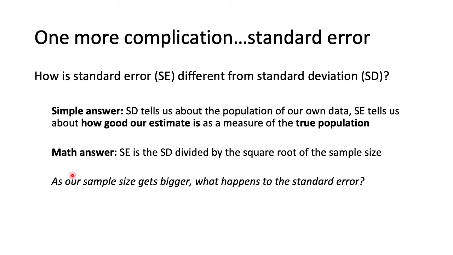The way that we calculate the standard error is by taking the standard deviation and dividing that by the square root of the sample size. As our sample size gets bigger, what do you think happens to the standard error? So you'll have less error the bigger your population, right? Because the bigger the population, the closer you are to a true population.